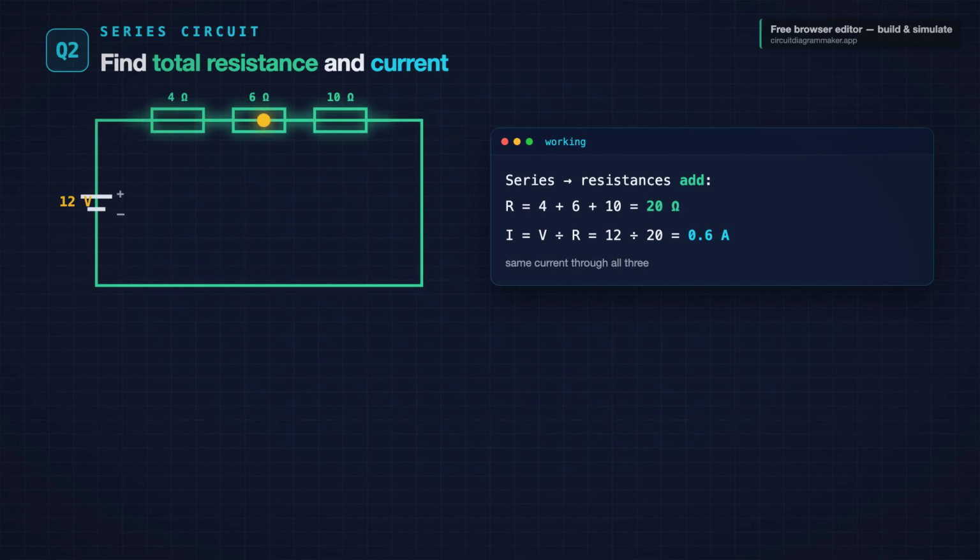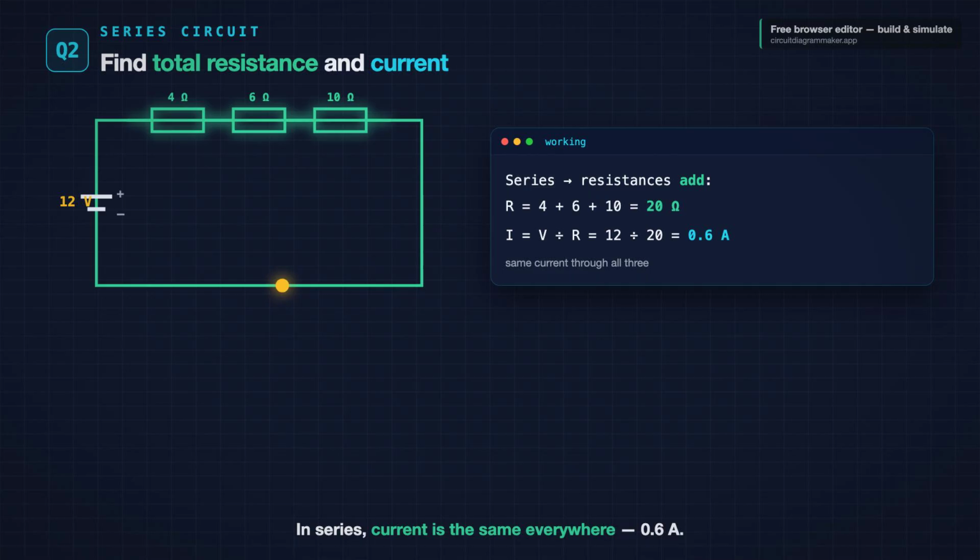And here's the exam habit that wins marks. In a series circuit, the current is the same everywhere. That same 0.6 amps flows through all 3 resistors. Question 2, total resistance 20 ohms, current 0.6 amps.